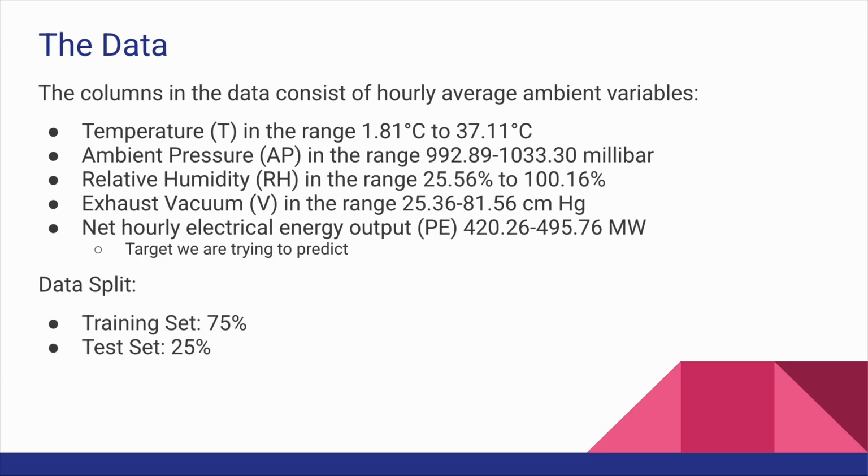The data used to build this model that was supplied by the power plant consists of four variables and then a target variable, which we will be trying to predict. The variables are temperature, ambient pressure, relative humidity, exhaust vacuum, and then the target will be net hourly electrical energy output. I decided to split this data into a training set and a test set, which I split 75% and 25% respectively.